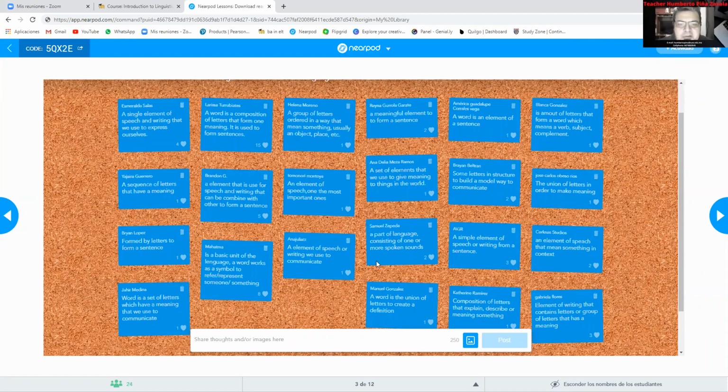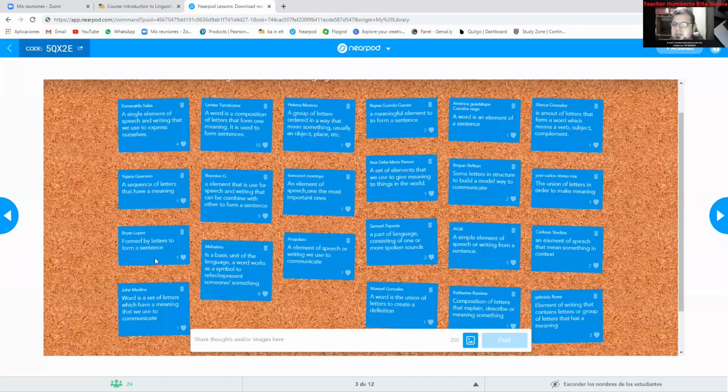Samuel, can you read yours? Samuel Cepeda, read your definition. Yeah. It says a part of language consisting of one or more spoken sounds. Right. So you're focusing on spoken words or spoken language. Yeah. So maybe this goes both ways, right? I think Ana Julia said it better. Well, just said an element of speech or writing we use to communicate. So a word can be spoken, can be written. We're going to see that today.